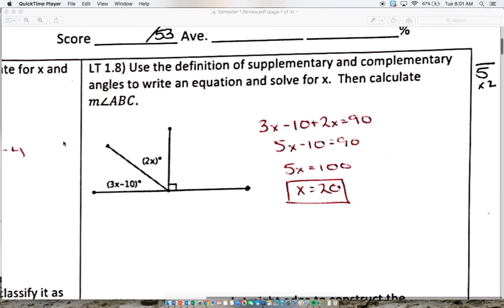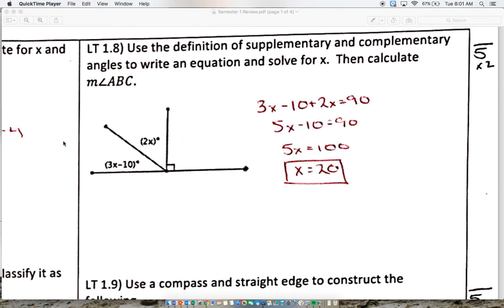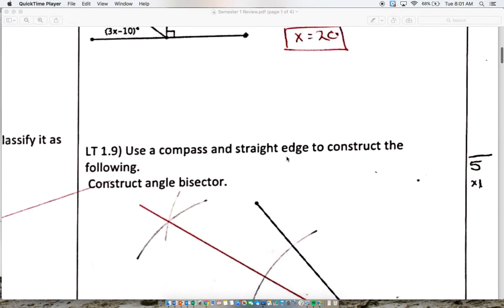All right, moving on to the second section. For learning target 1.8, we're talking about supplementary and complementary angles. So if we've got 90 degrees right here, that means that these two have to be 90 degrees. And so if we add these two things together, it would have to be equal to 90 degrees. So I combine my like terms, get 5x, I add the 10, divide by 5, and I get 20.